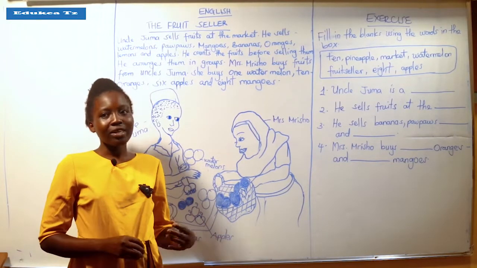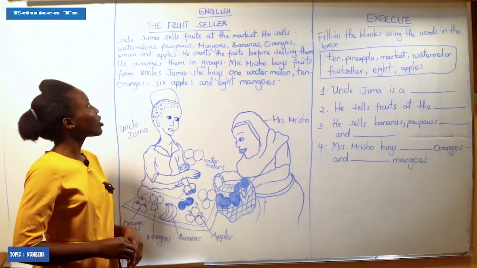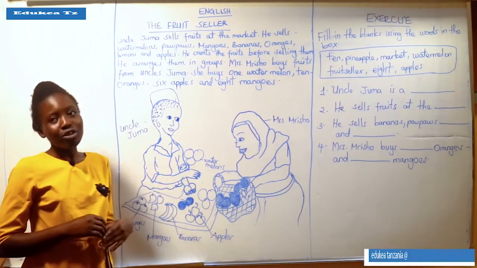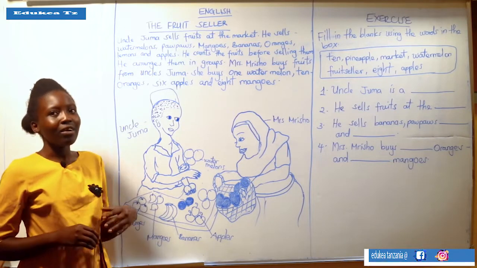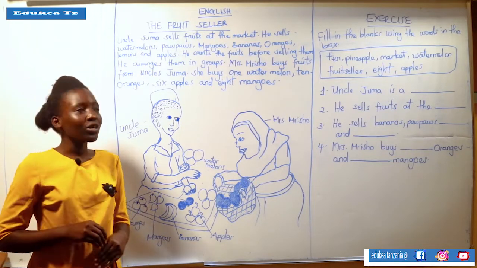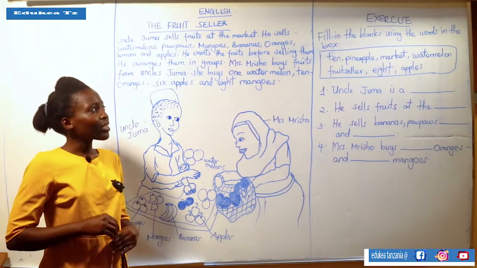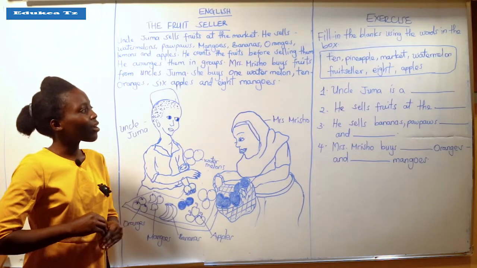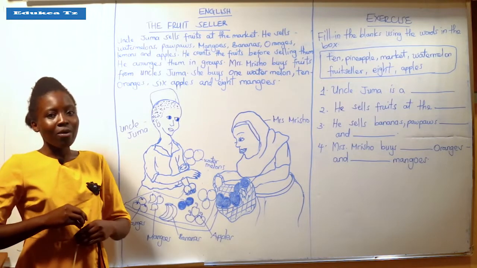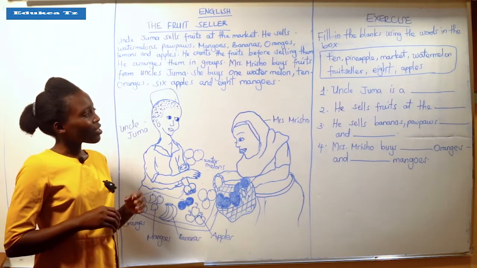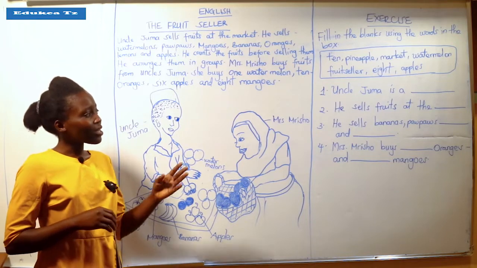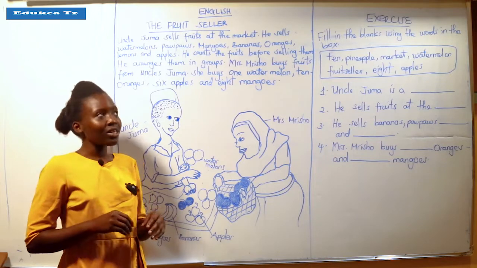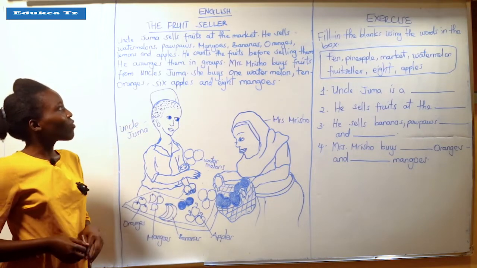Today we are going to learn English about the fruit seller. We are going to read the following passage or story about the fruit seller, and after reading the story, we are going to look at the exercise which will guide us to answer the questions from the story below. This story will guide the pupil, or will guide us, to answer the questions which will follow after reading this story, starting with the story about the fruit seller.